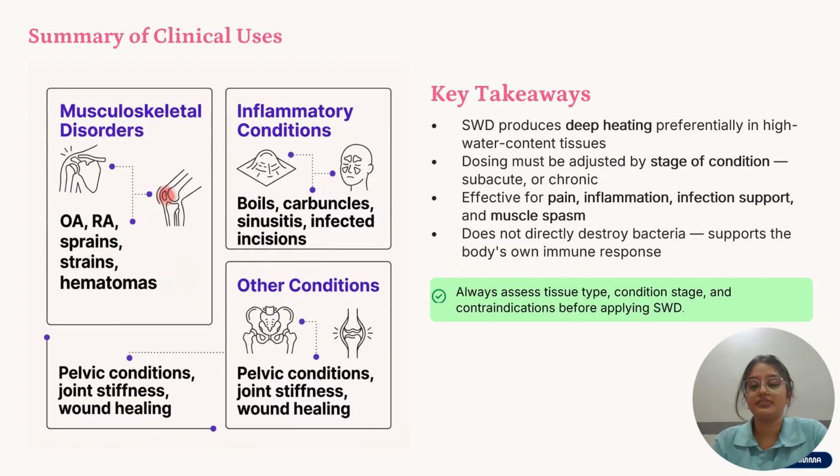Dosing must be adjusted with the stage of the condition, subacute and chronic. It is effective for pain, inflammation, infection support, and muscle spasm. It does not directly destroy the bacteria but supports the immune response. Always assess tissue type, condition stage, and contraindications before applying the SWD. As we all know, contraindication is first.